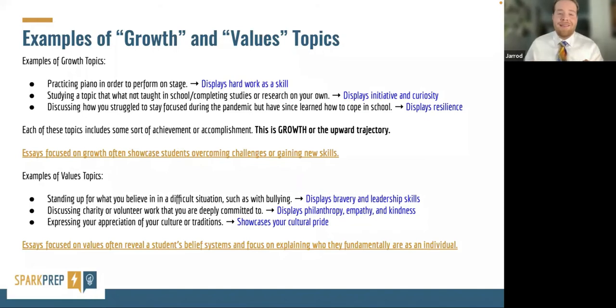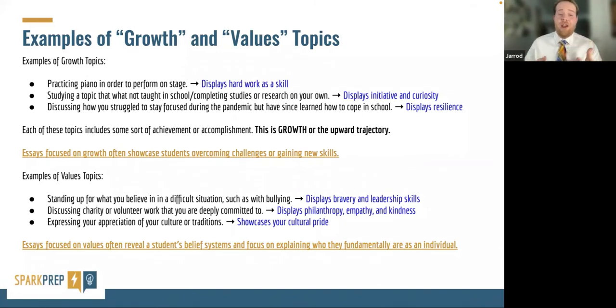So remember that essays that are focused on growth often showcase students overcoming challenges or gaining new skills, such as these example topics show. Next, you can have an essay regarding values. Some examples for this kind of topic include standing up for what you believe in a difficult situation, such as with bullying. This displays your bravery and leadership skills.